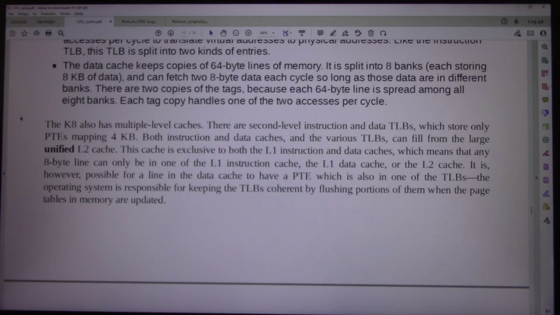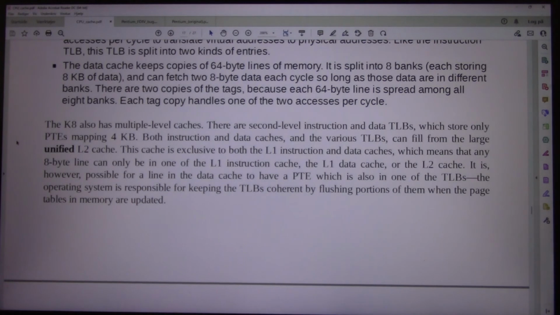The K8 also has multiple level caches. There are second-level instruction and data TLBs, which store only PTEs mapping 4 kilobyte pages. Both instruction and data caches, and the various TLBs, can fill from the large unified L2 cache.